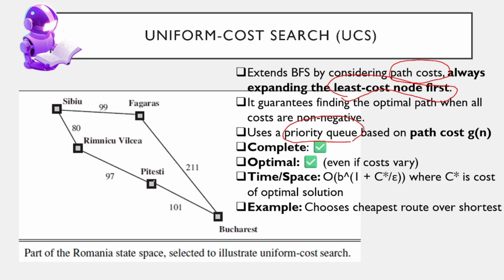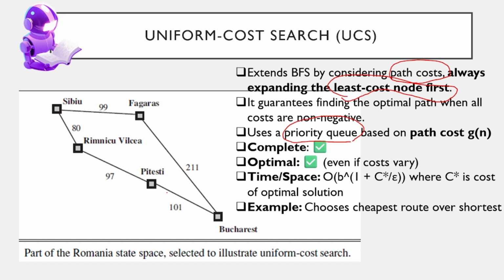UCS is complete as long as the costs are non-negative. It will find a solution if one exists. And it is optimal even when the cost varies across the edges. UCS guarantees the cheapest possible path to the goal. So this is actually a very big improvement compared to BFS.